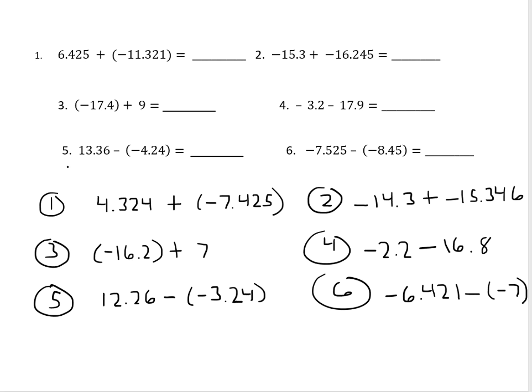Number 1, you have 4.324 plus a negative 7.425. And so on this one, I'm going to go ahead and clear off some space here. So you have a negative 4.324, and you have a positive or plus a negative 7.425. And again, this turned into a 9 instead of a 4, so let me fix that. Now this is owing.